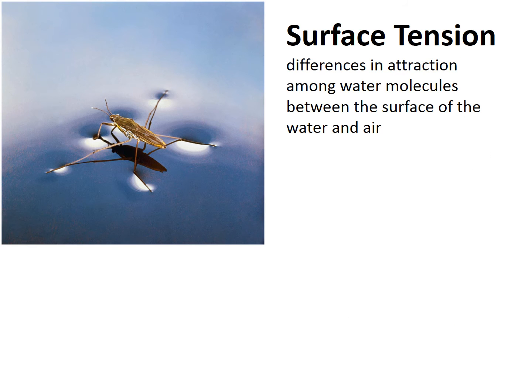Surface tension refers to differences in attraction among water molecules between the surface of the water and the air. The lower kinetic energy of liquid water molecules increases the attractive forces of the hydrogen bonds, and then causes there to be this sharp boundary at the liquid-air interface.